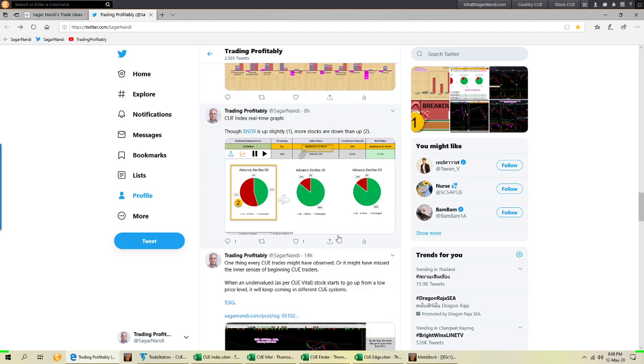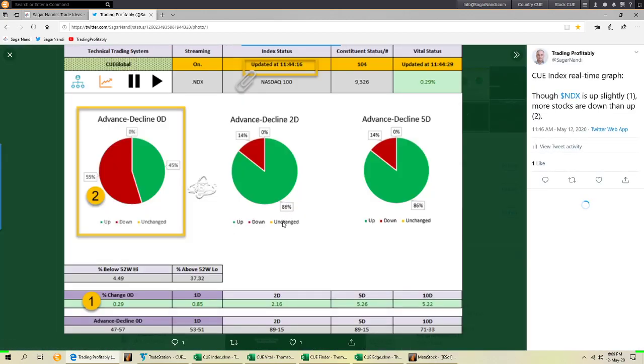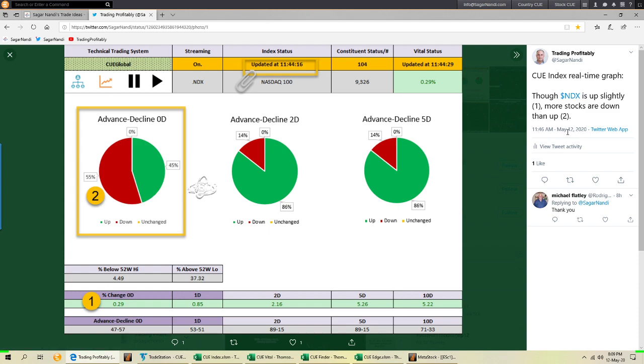That was a look at the market using ETFs and futures. Other than that, I shared several tweets. Let's have a look at that. This is what I shared today, May 12, 11:46 a.m.